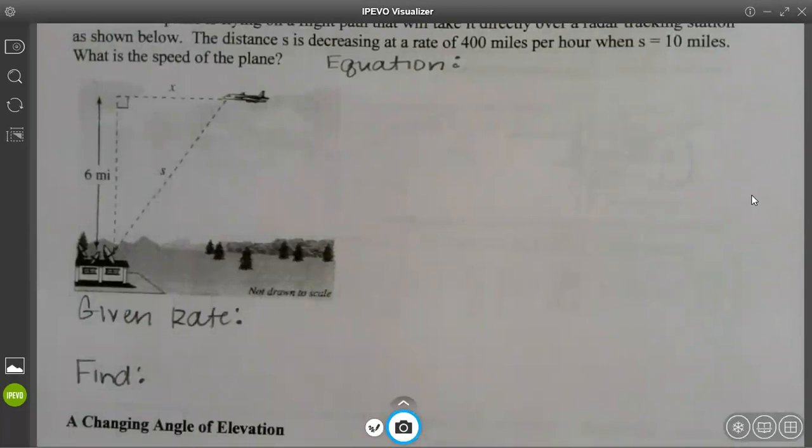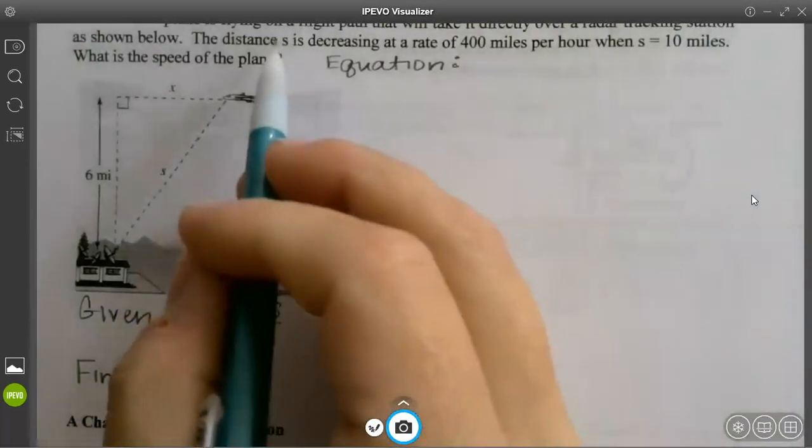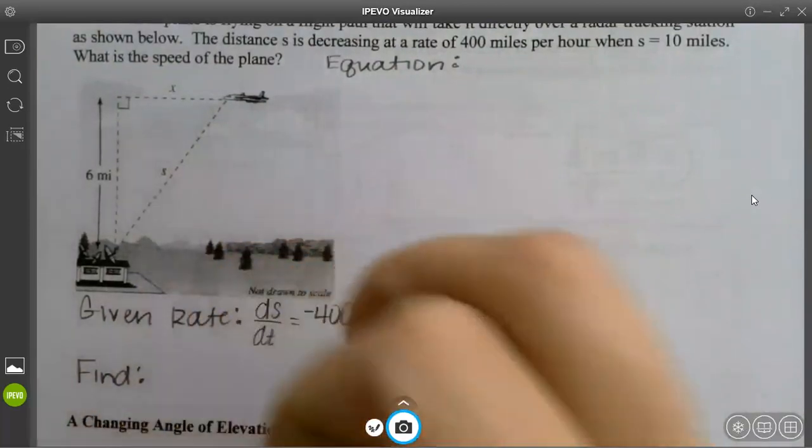So what was the given rate that they gave you? And how do I write that? What's it equal to? Equals -400. It is negative 400. Why is it negative? It's decreasing. I was going to talk about that in a second. Very good. But what do I set it equal to? What is the little fraction that I have to put in front with all the variables? ds over dt. Why is it ds? Because it says that s, the distance s, is negative 400.